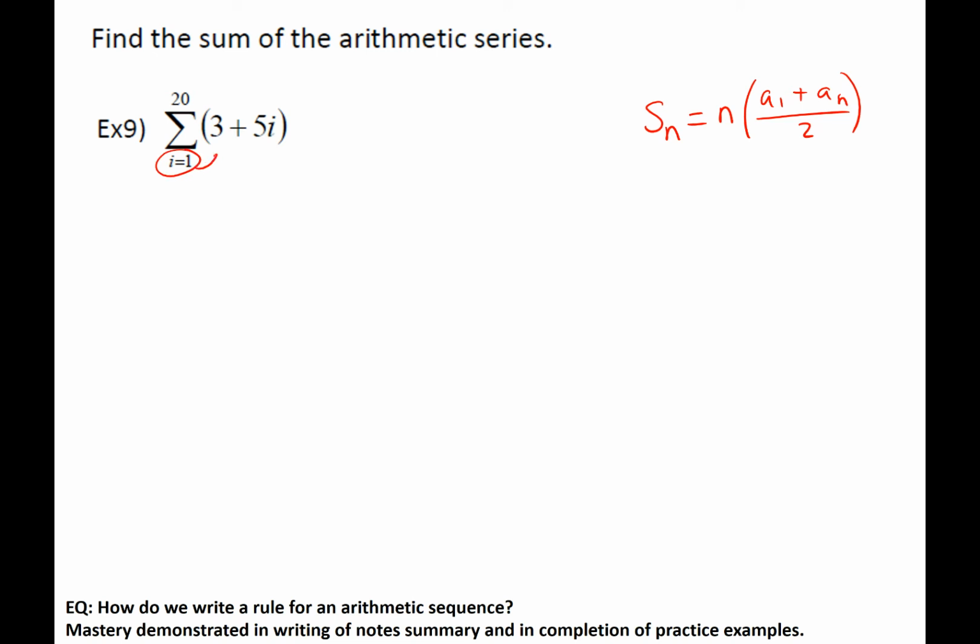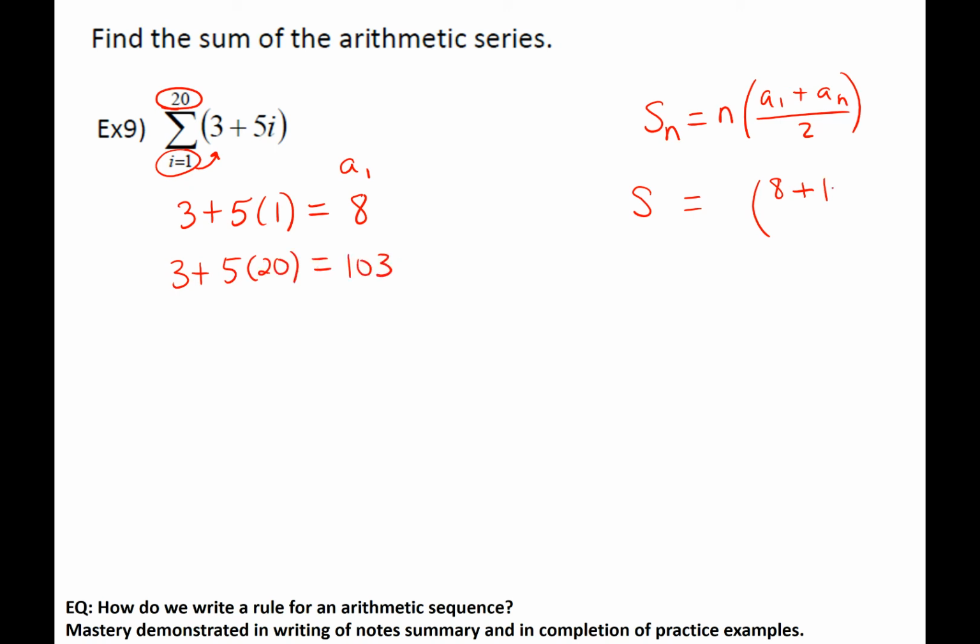So I can take this and plug it into my formula. So 3 plus 5 times 1. If I solve that, I get 8. That's my a sub 1. That's the first term because I plugged in 1. So that gives me a start on my formula here. I have 8. Okay, then to get the a sub n, the last term, in this case, the 20th term, I would plug in 20. 3 plus 5 times 20. That's going to give me 103. So 103.